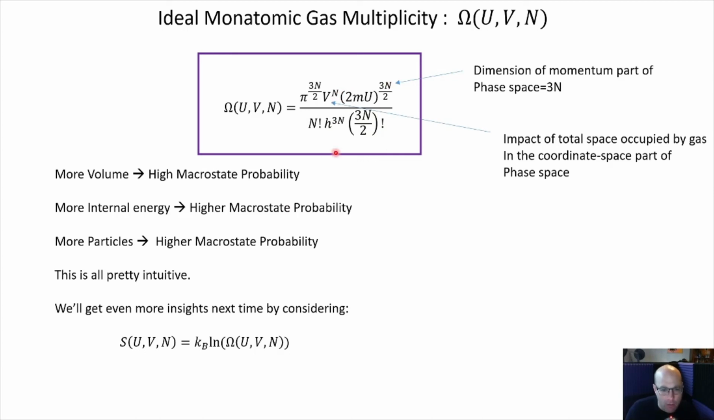What we're going to do next time is take this expression and use it to calculate an explicit function of U, V, and N for the entropy of the monatomic ideal gas using the Boltzmann formula. And what we'll see is that becomes really intuitive, and I think you get a lot of physical insights from that. This expression I find difficult to really say useful things about, but the entropy turns out to be really useful physically. All right, so we'll see you next time.